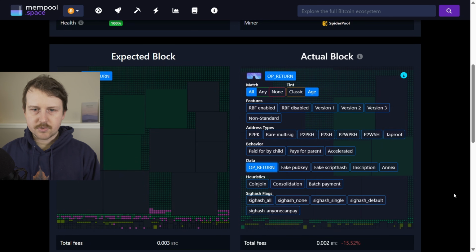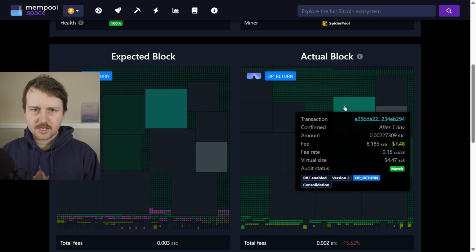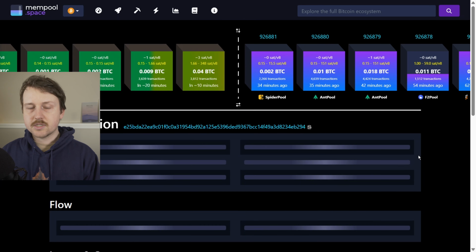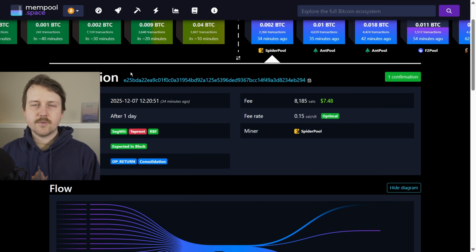So it looks like there's some OP_RETURN here, so we can take a look. There's an OP_RETURN in this big consolidation. So this is the other thing, right? Once you click a transaction that's in the block, this block is full of transactions. You can see there's a little bit of information they pull on it.